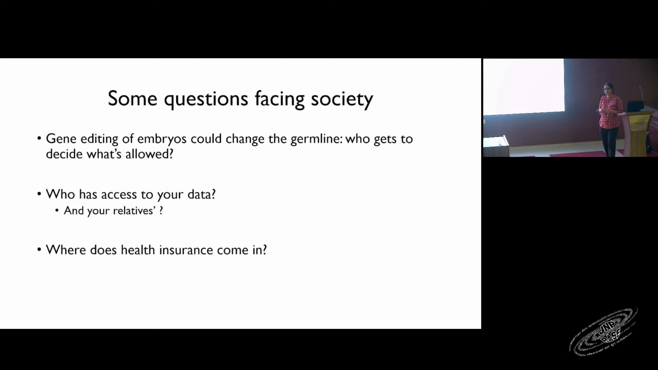And I think these are questions that we should constantly be thinking about, because as gene editing becomes easier, and as we continue reading more and more genomes, these questions are really going to come to the forefront, and they're not going to go away anytime soon.